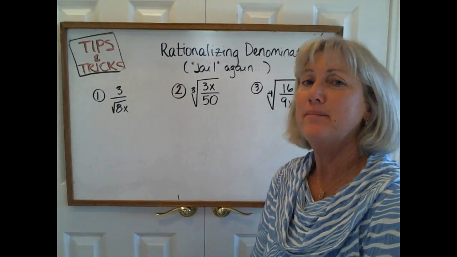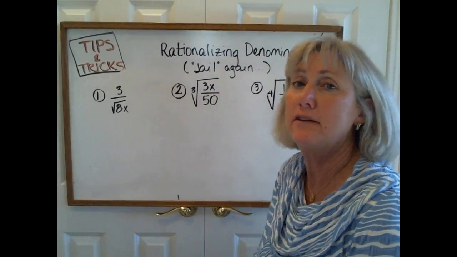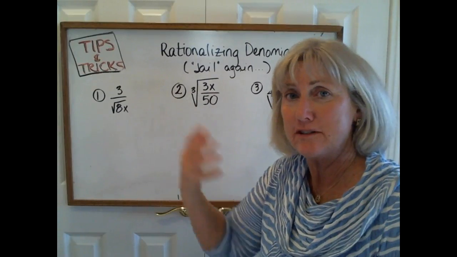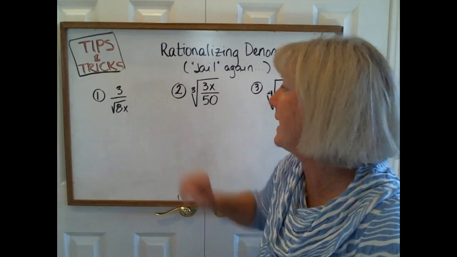Hi, Lynn again. Today we're going to be rationalizing denominators, and we're going to continue the concept of jail, which is getting things out from underneath the radical.